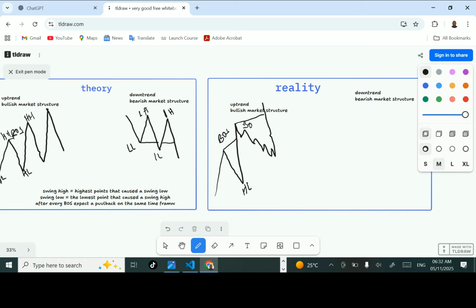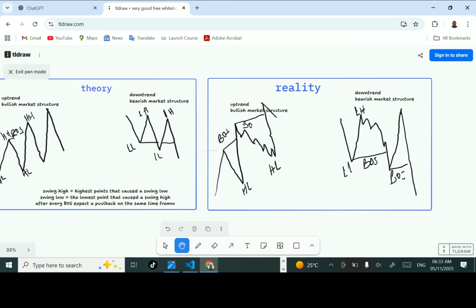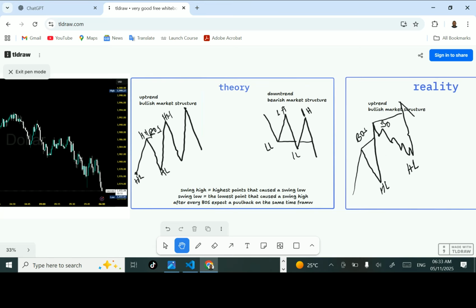And immediately after the break of structure, we expect a pullback. And we expect this one to hold and the market to continue in a downtrend and to continue breaking structures. Let's have this one on the real chart.